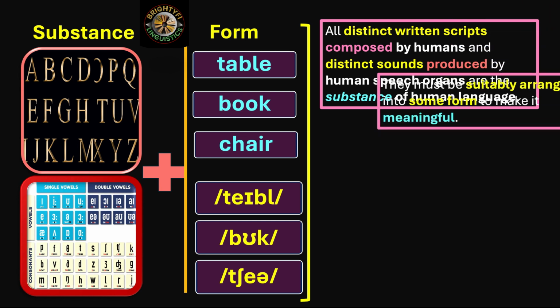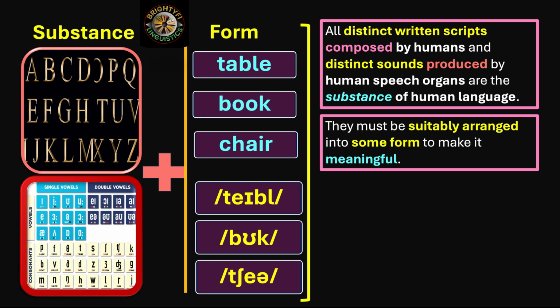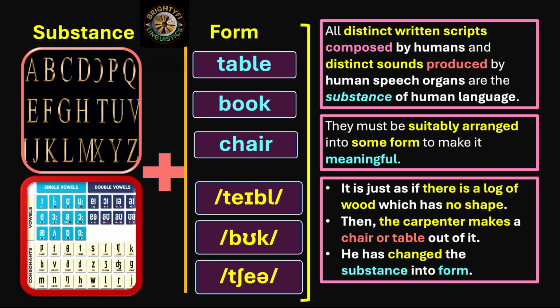We have some more information in this respect. They must be suitably arranged into some form to make them meaningful. It is just as if there is a log of wood which has no shape, which has no form. Then the carpenter makes a chair or table or anything out of it. So what the carpenter has done is change the substance into form by making a table or chair. We continue our discussion.